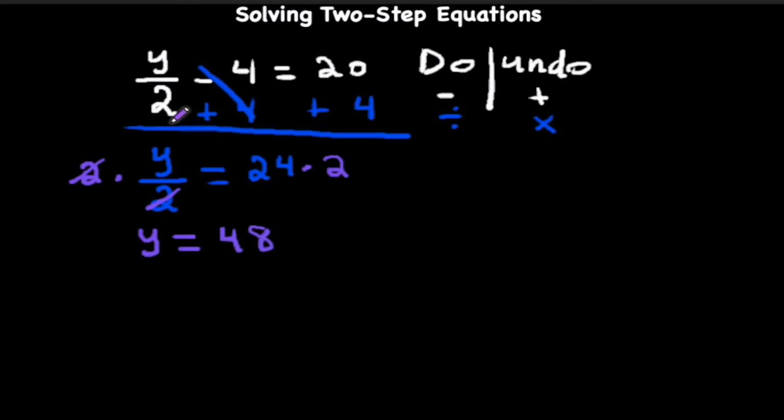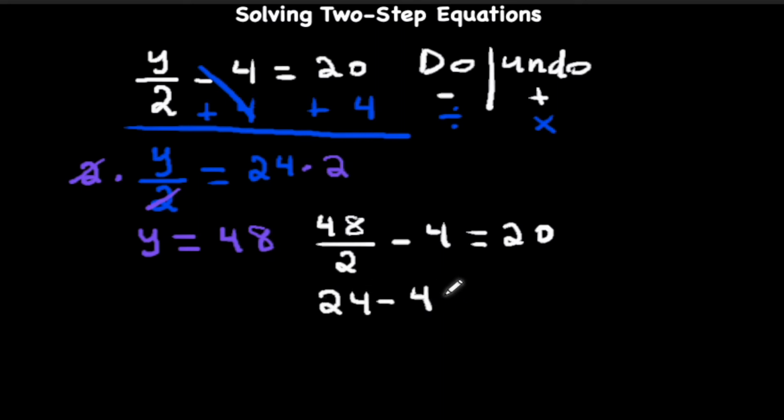Plug this back into the original equation. So that looks like this. We have 48 divided by 2 minus 4 equals 20. As you know, 48 divided by 2 is 24. Minus 4 does indeed equal 20. So that means our solution, y equals 48, is indeed correct.